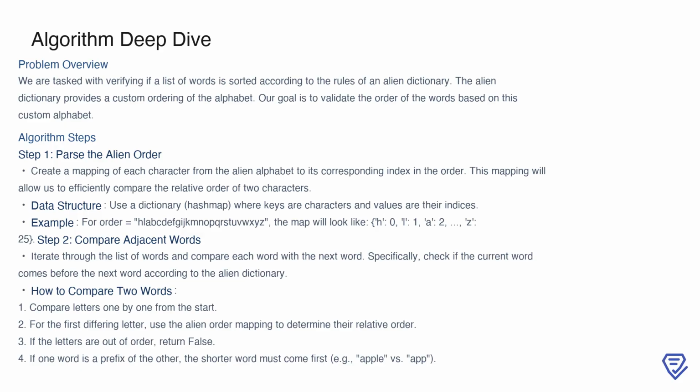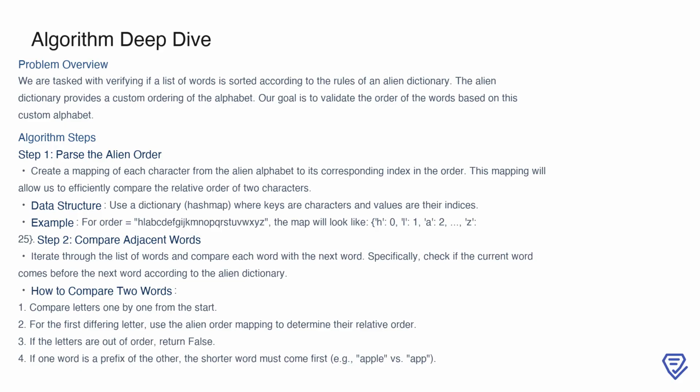Once we have this mapping, we proceed to compare adjacent words. By iterating through the list, we compare each word with the next one. For each pair, we look at their letters one by one. The first letter that differs between the two words determines their order. Using the alien mapping, we check if the letters are in the correct order. If not, we can immediately return false.